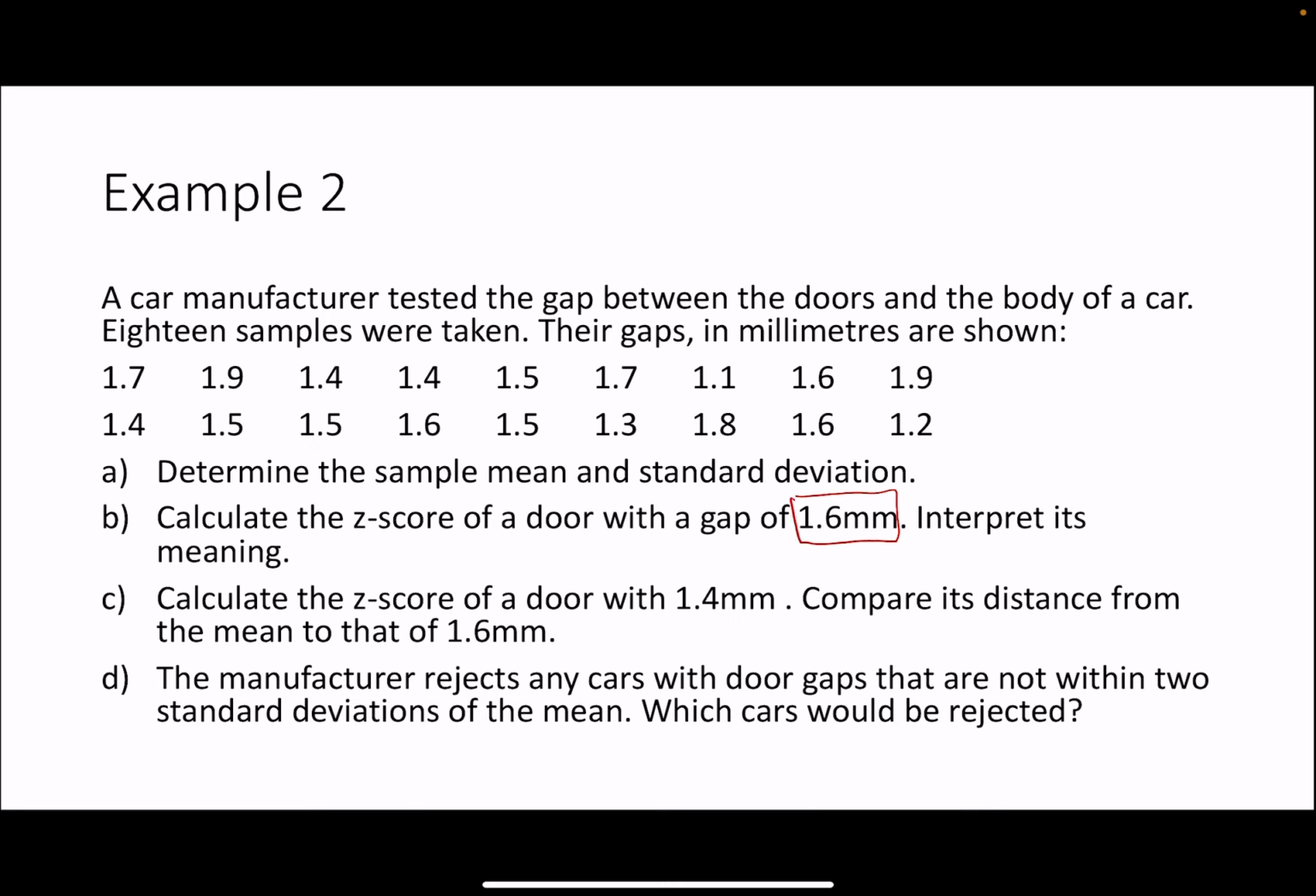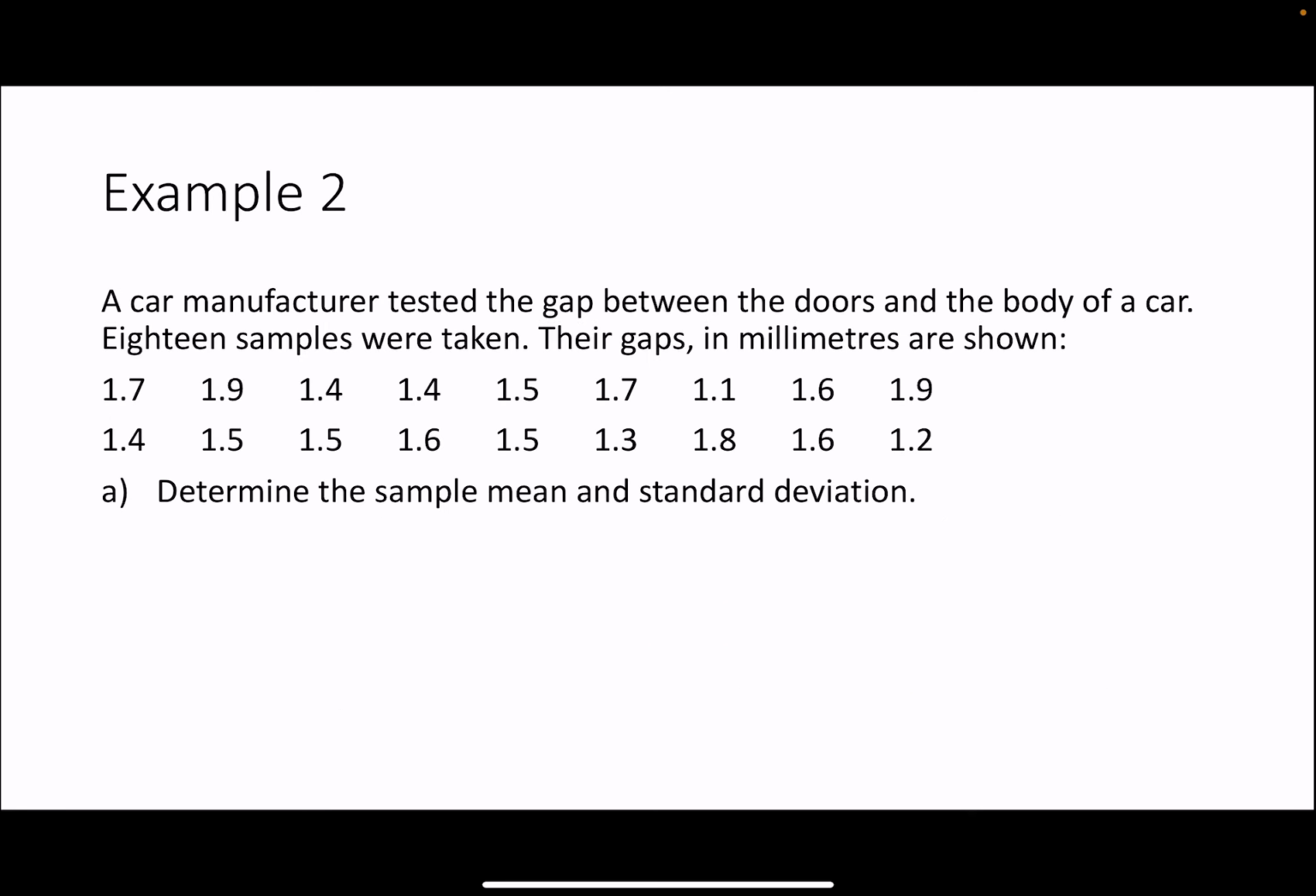So first of all, we have to calculate this mean and standard deviation to get that. Then calculate the z-score of the door with 1.4. Compare its distance from the mean to that of 1.6. So what's closer to the average, 1.4 or 1.6? That's what it's asking. The manufacturer rejects any cars with door gaps that are not within 2 standard deviations of the mean. Which car should be rejected? Okay, so our first step is to calculate our sample mean and our standard deviation.